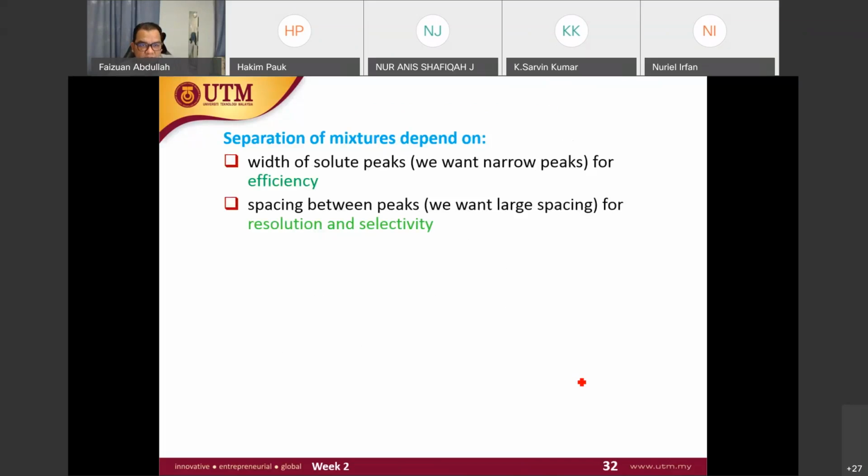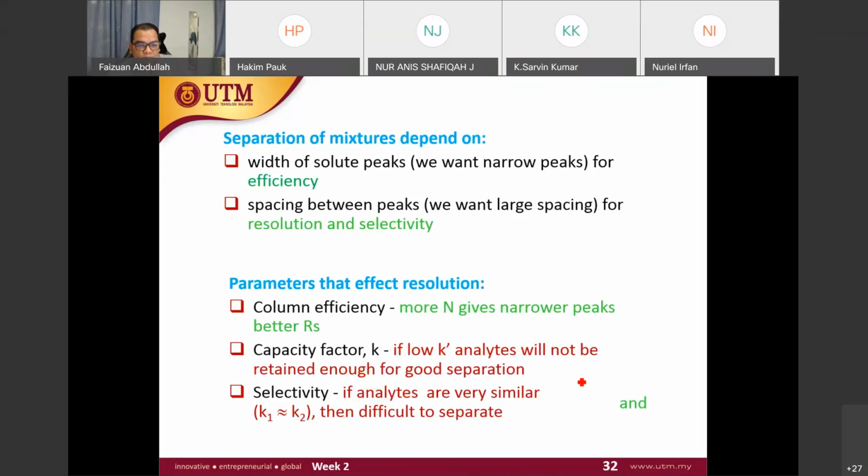The separation of mixtures depends on the width of solute peaks. We want narrow peaks for efficiency, and we want large spacing between peaks for resolution and selectivity. Remember these two things: narrow peaks for efficiency, and spacing between peaks for resolution or selectivity.